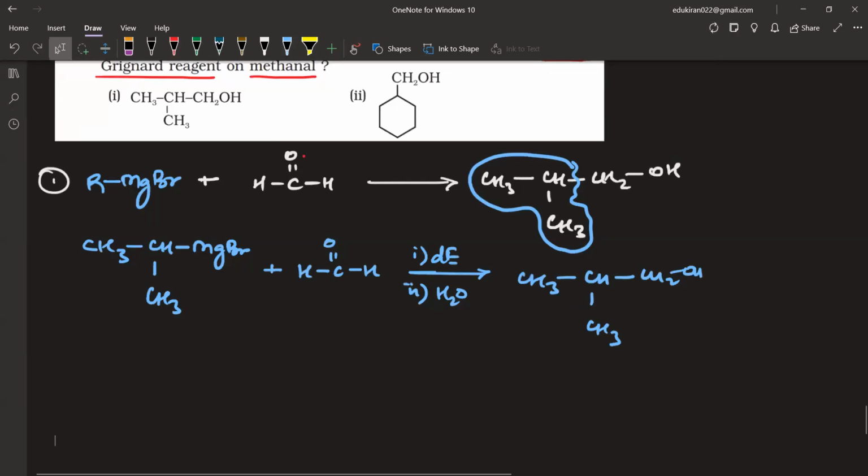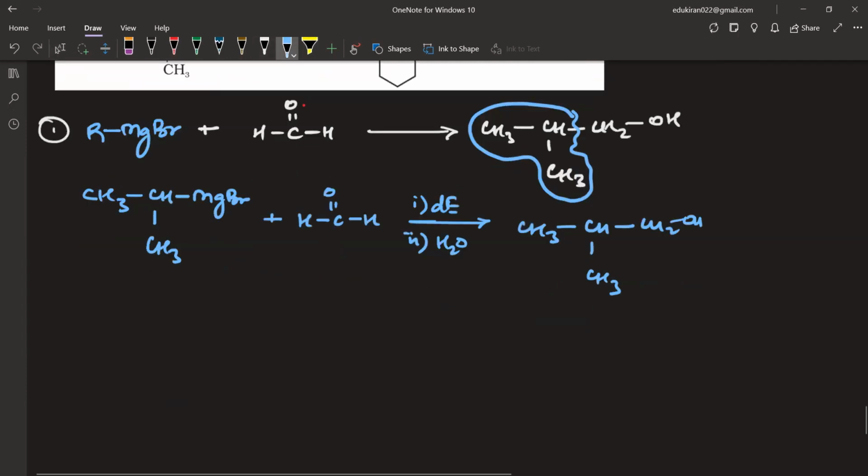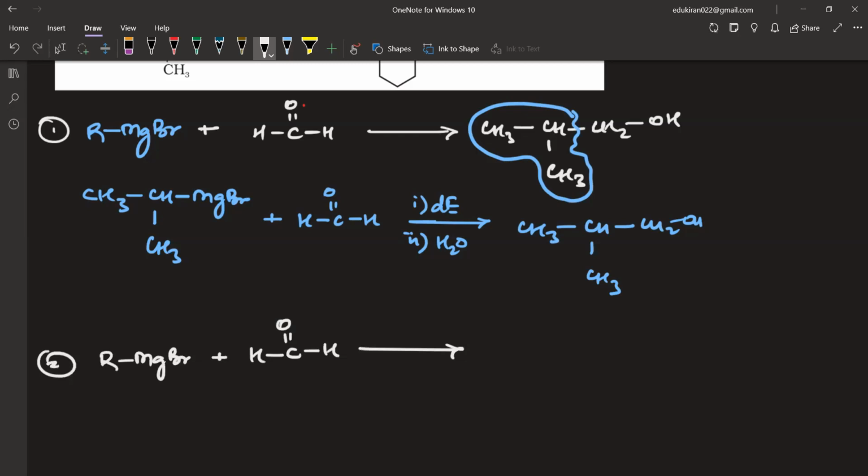Okay. Now in the second question, we'll have again RMgBr plus HC double bond OH. This is already given to me. That methanol is produced. Methanol is in the reactant, and we are getting the product now. Can all of you please send me the structure of Grignard reagent that will be used to produce this?